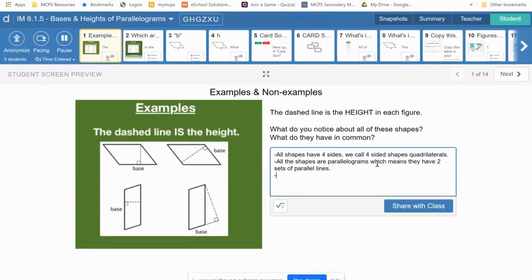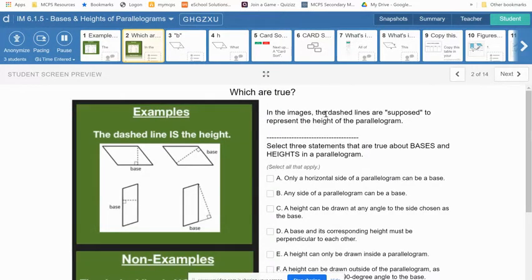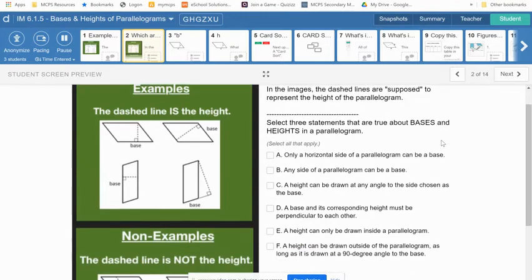I also noticed that all shapes have a height and a base. So to the next slide, number 2. In the images, the dashed lines are supposed to represent the height of the parallelogram. These dashed lines are not filled in, but they are dotted, and they represent the height of the parallelogram.